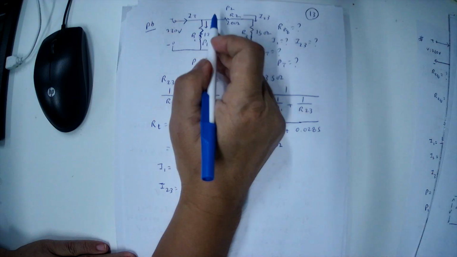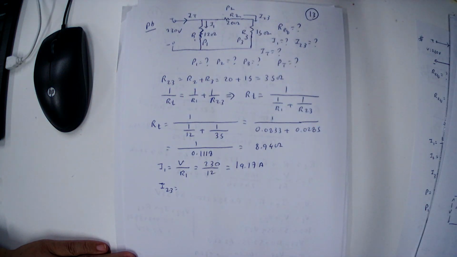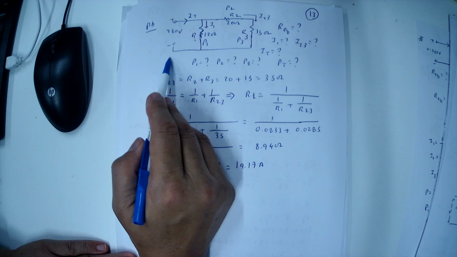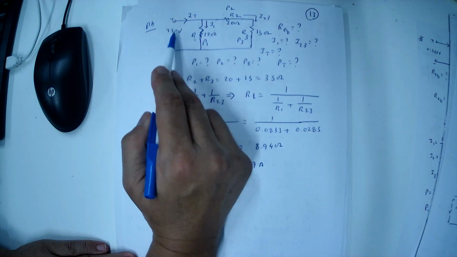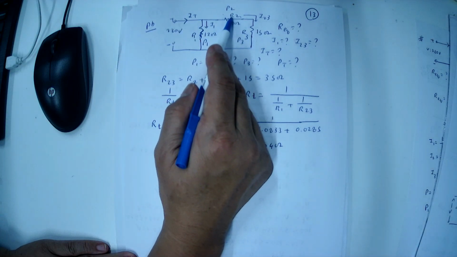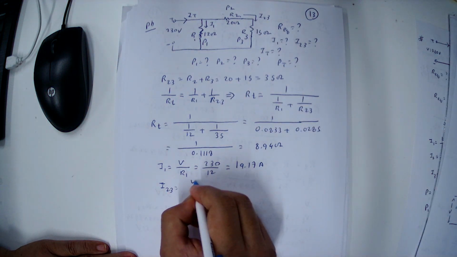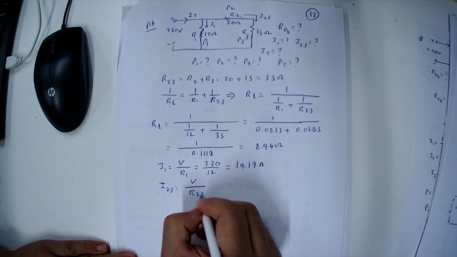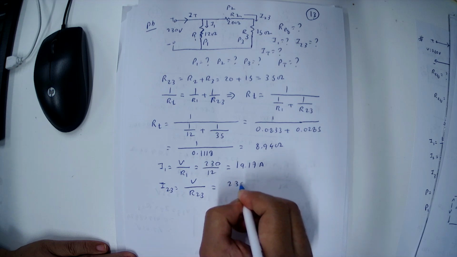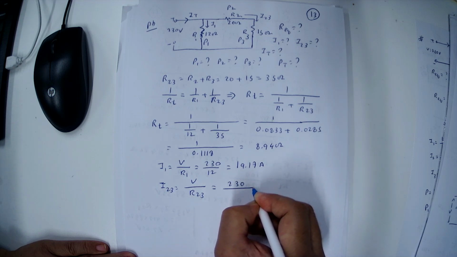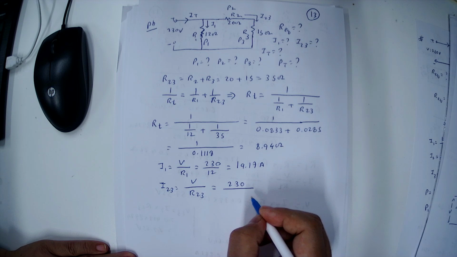Similarly, you can calculate I23. Because R2 and R3 are connected in series, they have the same current, I23. The voltage across both R2 and R3 is 230 volt, so the current I23 can be calculated as voltage divided by R23. Voltage is 230, and the R23 combination is 35 ohm.